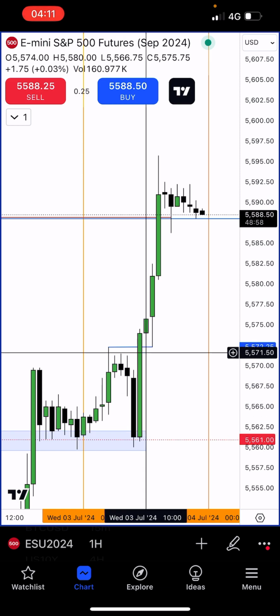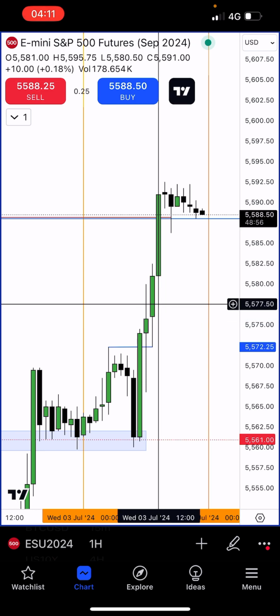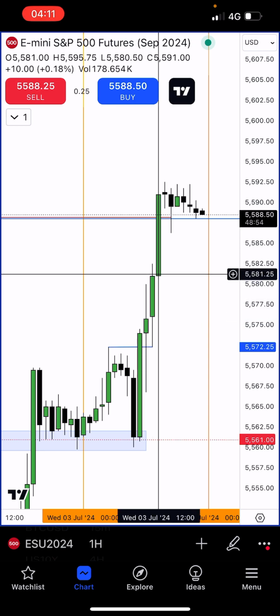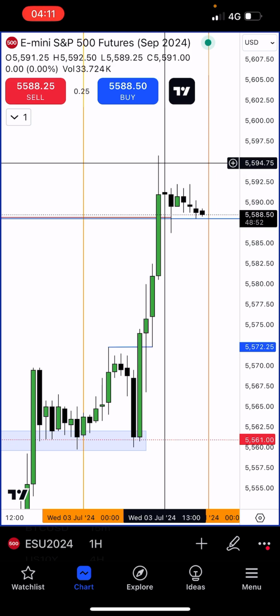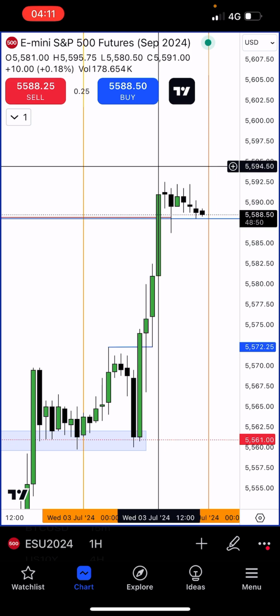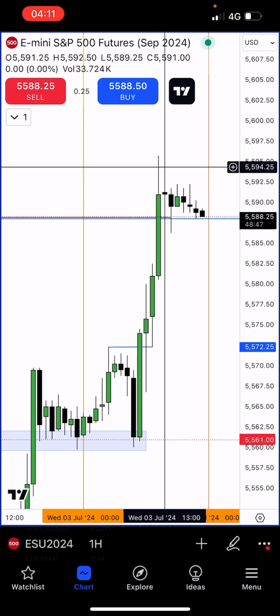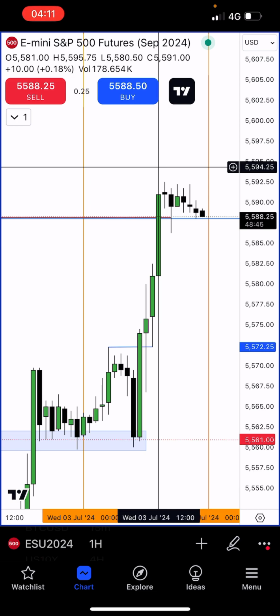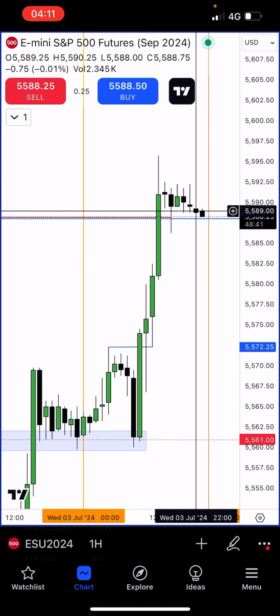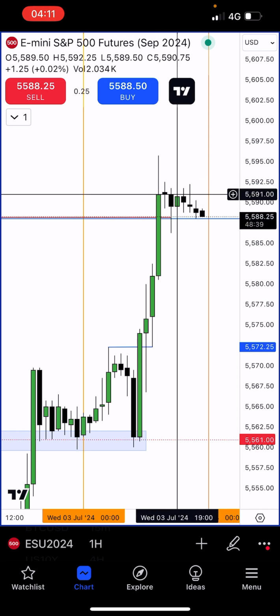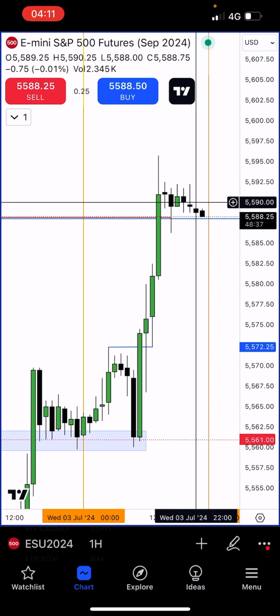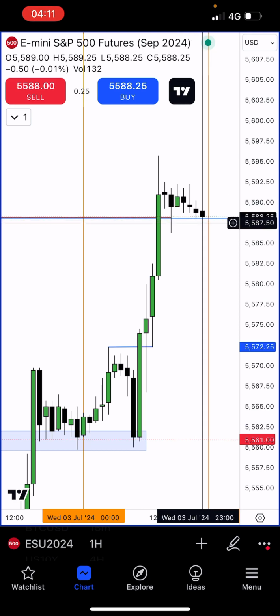So we had 1, 2, 3, 4 consecutive bullish candles that printed all-time highs. All-time highs is currently at 5,595 and 3/4 before the Asian session came in, or we rounded off, the Asian session came in, and we slowly trickled to the downside.